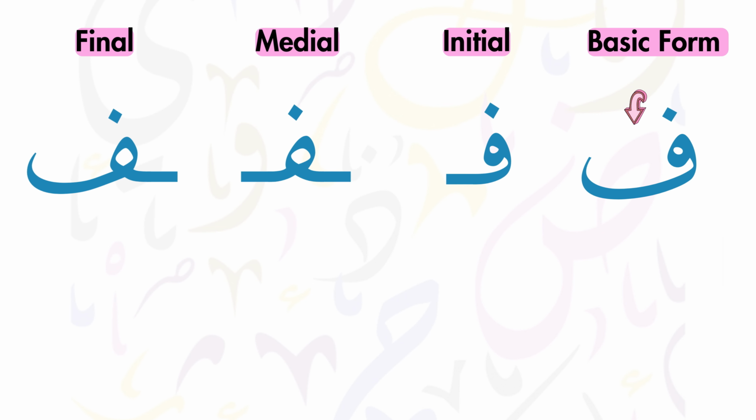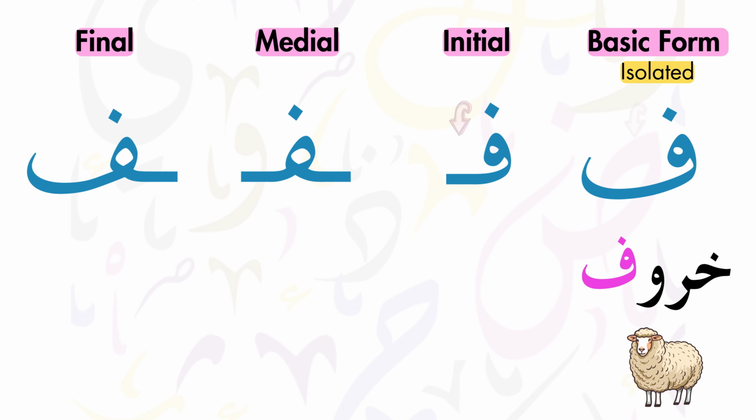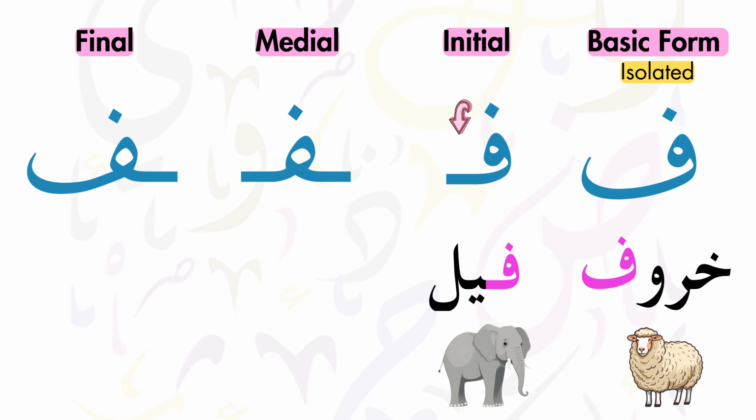First, the basic form, the isolated, which comes at the end of the word, as in the word خروف, which means sheep. The second one is the initial form, which comes in the beginning of the word with one hand from the left in order to be attached to the next letter, as in the word fil, which means elephant.